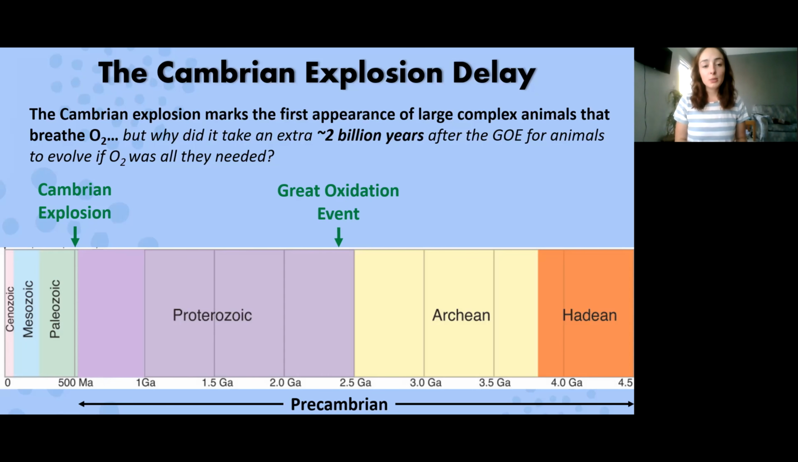However, the Cambrian explosion, which I indicated here on this timeline, marks the first appearance of large, complex animals that could breathe oxygen. However, as we see with the timeline, the Great Oxidation event happened almost 2 whole billion years before the evolution of this complex oxygen-breathing life. Why did it take so long for these animals to evolve? Shouldn't the GOE have triggered that evolution relatively soon after the event?